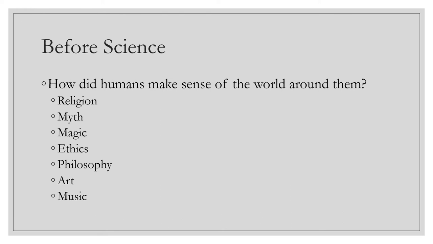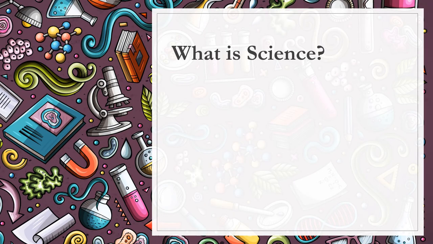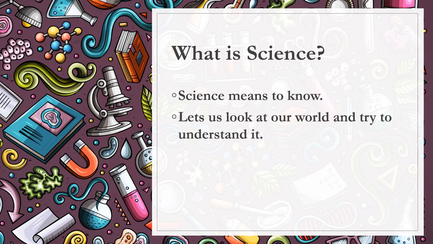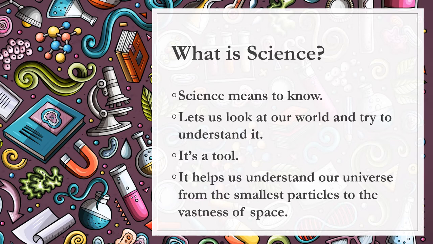But when we start to talk about science, it's going to mean something very specific. And in order for something to be scientific, it's going to have to follow some guidelines. So what is science? Science means to know, and it's going to be a tool for us to look at and understand our world. It will help us understand our universe from the smallest particles, which we call atoms, to the vastness of space. So we're trying to understand these very diverse arenas, and it helps us to describe the different patterns that we see in our everyday lives.